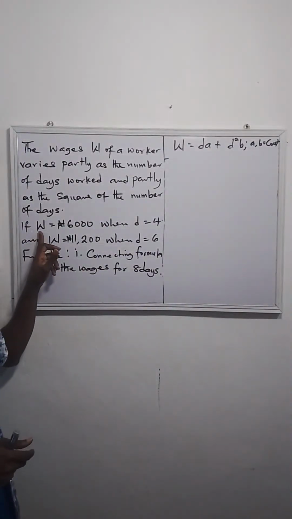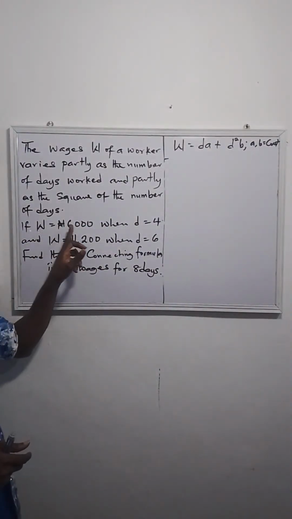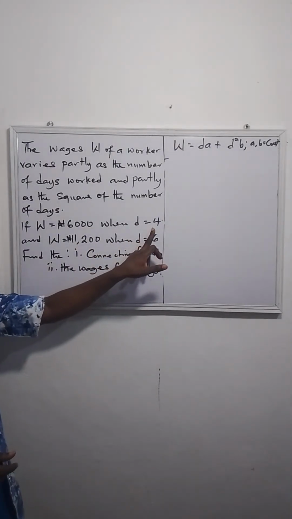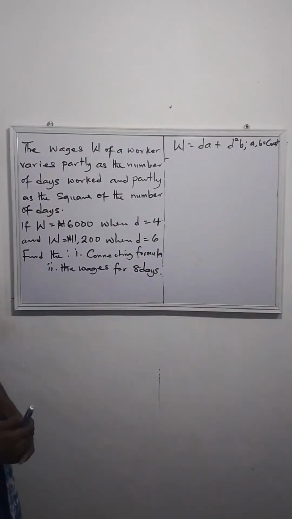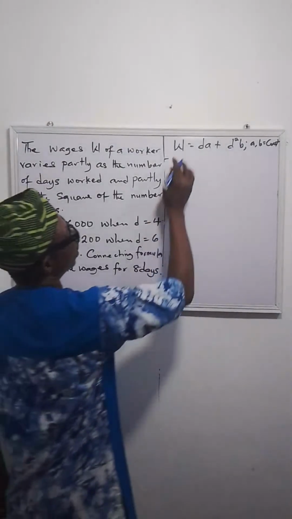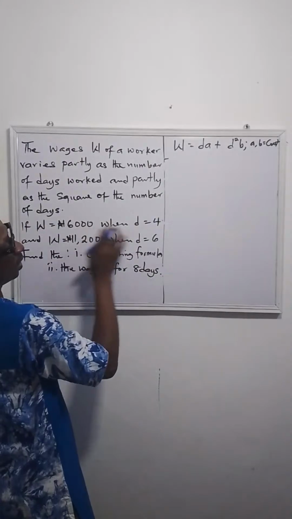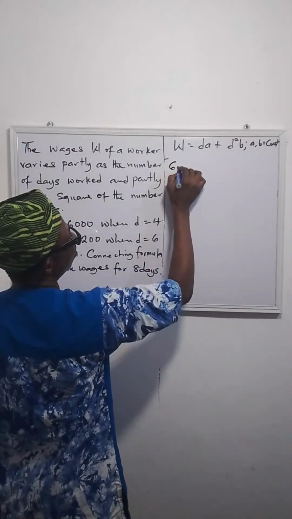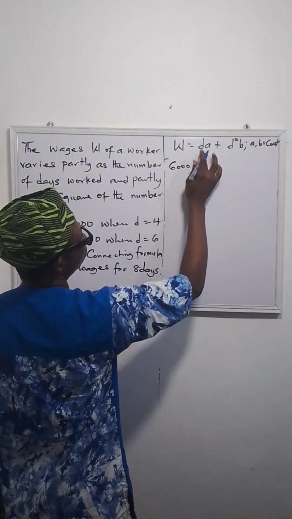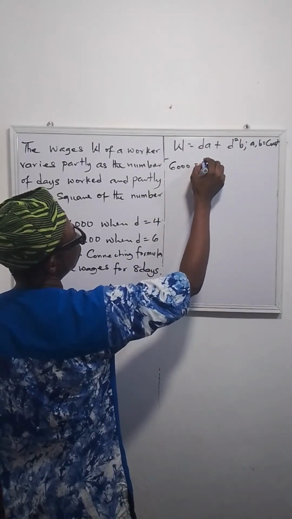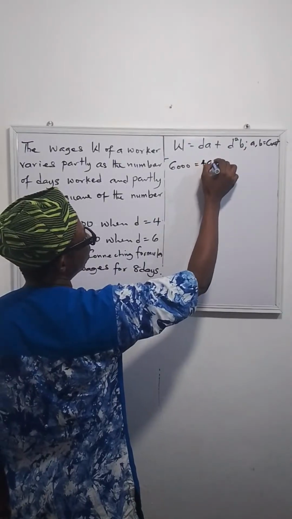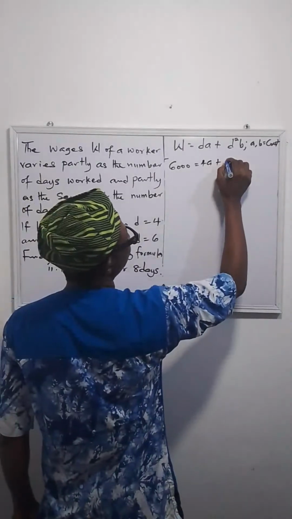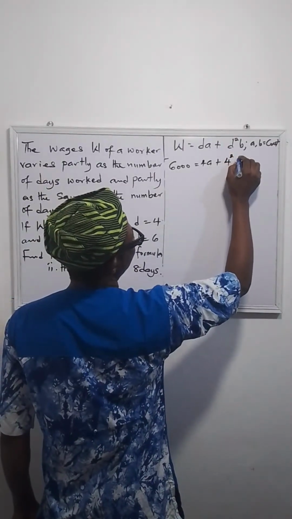Now we have wages to be 6,000. When wages is 6,000, number of days will be what? 4 days. Okay. So now let's plug in these two values into this equation. So we have 6,000 equals D, which is 4, A plus D, which is also 4, that's going to be 4 square B.